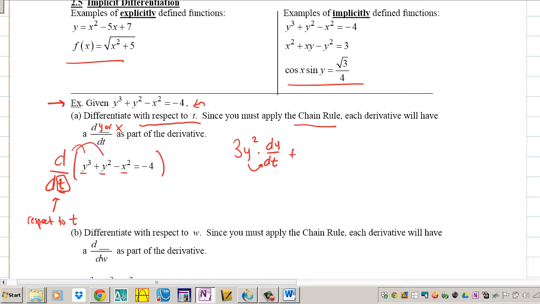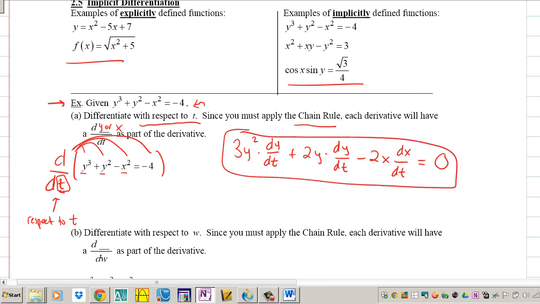y squared is 2y dy/dt, negative x squared is negative 2x dx/dt, equals, well, what's the derivative of a constant? It doesn't matter what variable you're taking the derivative with respect to. The derivative of a constant, since there's no change involved, is 0. So this is my derivative, and I'm done.